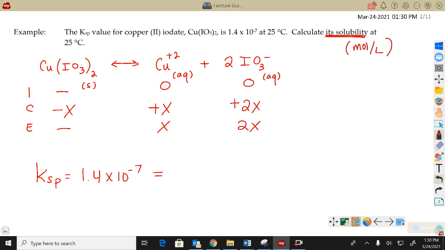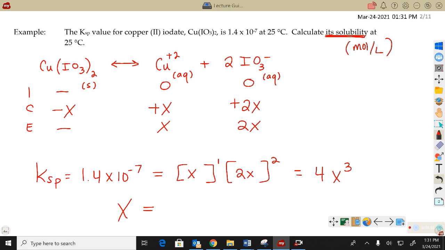Here, I just want to solve for X. So I'm going to set it up so that my copper ion is X to the first, or obviously you can leave that out. And then my iodate is 2X, but I still need to square it, just like my equilibrium expression. All right, and then we'll simplify the best we can, solve for X. So this is going to give me 2X squared times X. How about 4X cubed? And now we'll plug it all in, solve for X. So I'm going to divide by 4 and take the cube root.